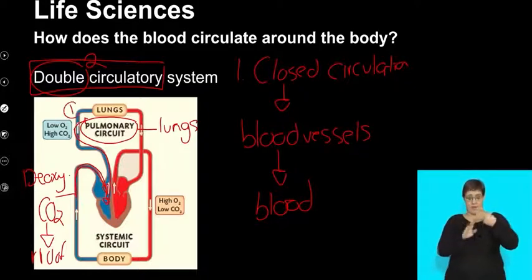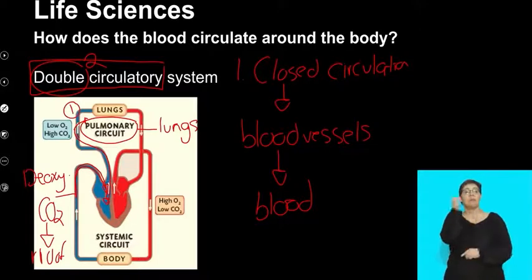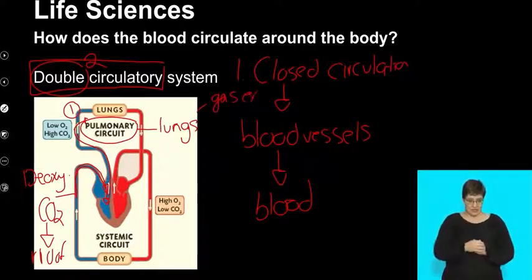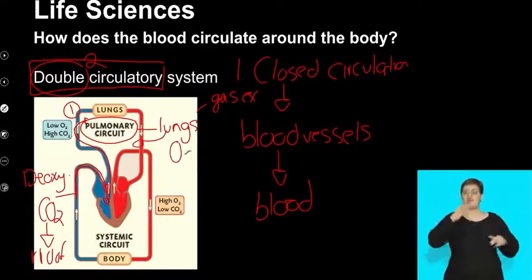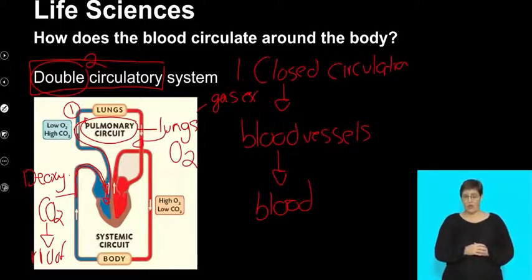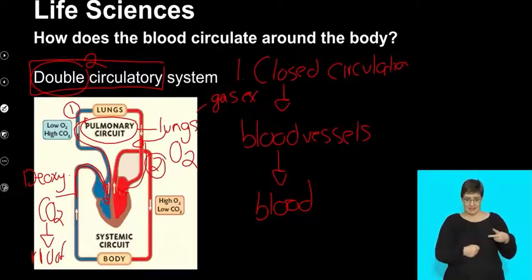That is circuit number 1. What happens in the lungs? A process called gaseous exchange. Gas exchange. And that's exactly what happens. Carbon dioxide goes out of the lungs, and what do the lungs put into the blood but this lovely fresh oxygen? So where does this fresh oxygen have to go? To the heart again. Second time around, double circulation.